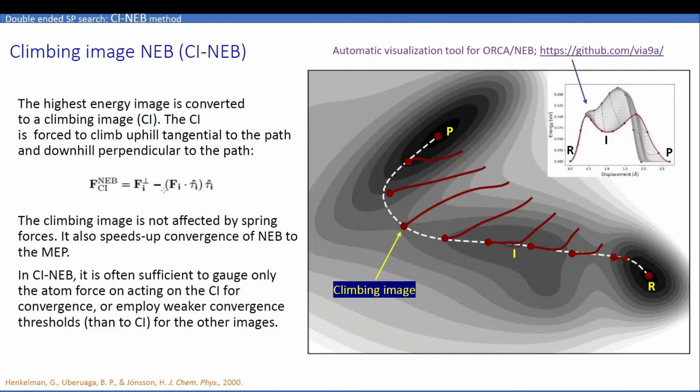This is done by transforming the effective force acting on this image such that it moves uphill in energy along the path and downhill in energy perpendicular to the path, like the other images. The climbing image is not affected by spring forces and tends to speed up convergence of the NEB to the minimum energy path. Also, if the main objective of your calculation is to identify the saddle point for a given transition, it may be a good idea to only gauge the atom force acting on the CI for convergence, or simply just employ weaker convergence thresholds for the other images.